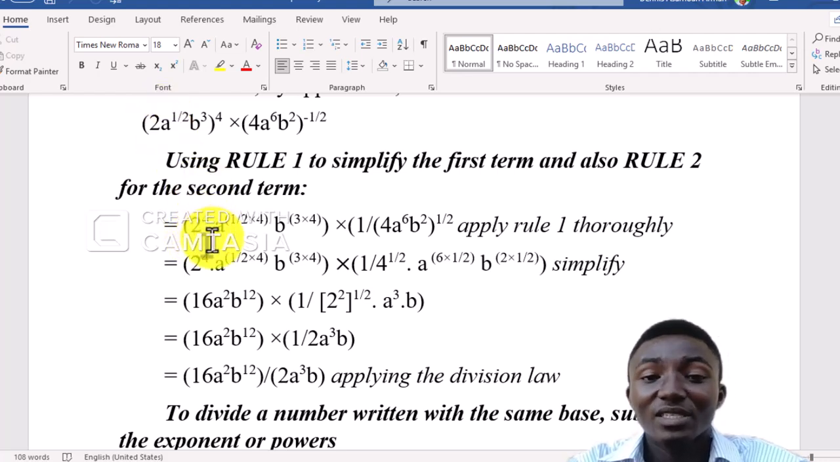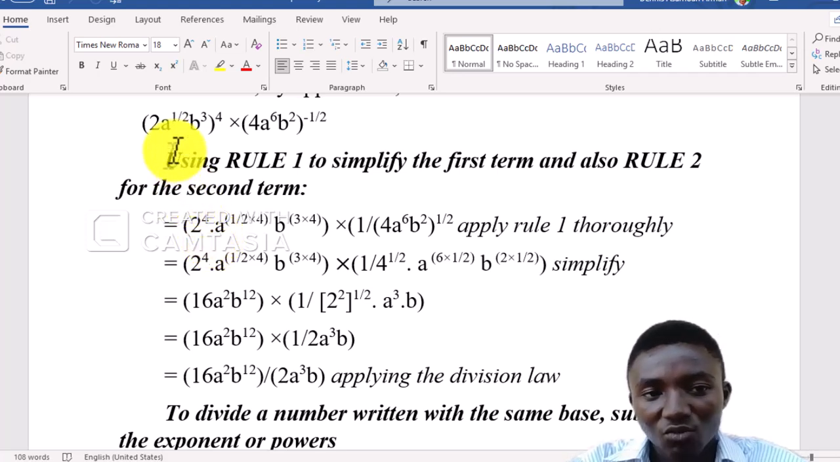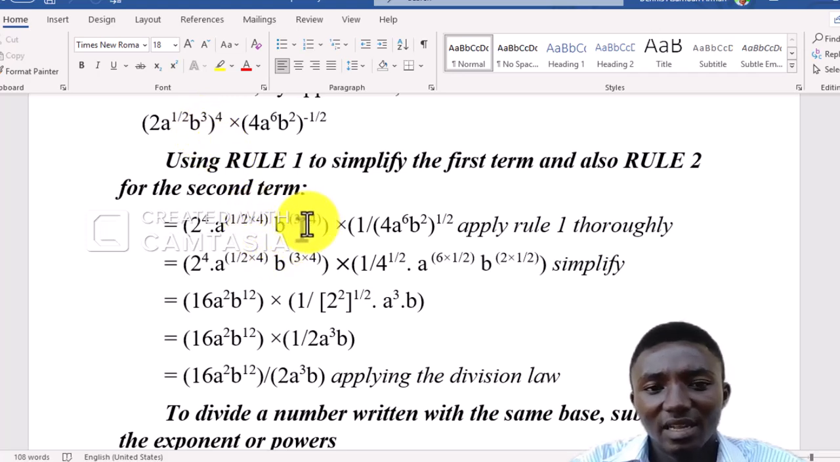Anytime you see a dot in this expression, it means multiply. So we have a dot. Don't forget this a raised to the power half will multiply the 4. So it becomes a raised to the power of half times 4, bracket close. Then we have b, so b raised to the power 3. It is also going to multiply by 4. And I'm sure you understand up to this point.